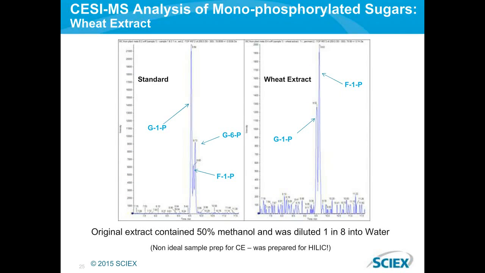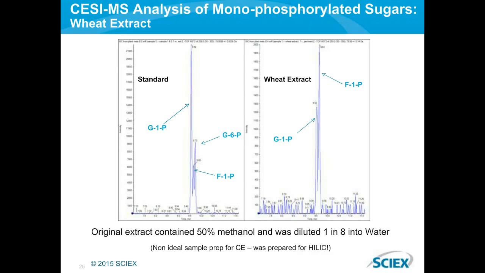Of course, we need to apply this to real extracts. So the customer supplied me with a wheat extract. The wheat extract, however, was developed for HILIC chromatography, so it actually contains a lot of methanol. In this sort of analysis, you really want to run more aqueous extracts. So the prep wasn't designed for CE analysis, but for HILIC analysis. So I diluted the real plant extract by a factor of 8, and then analyzed it and compared it with a standard. And I could identify two phosphorylated sugars in the plant extract and separate the glucose 1-phosphate from the fructose 1-phosphate. And here you can see the wheat extract compared with the standard.